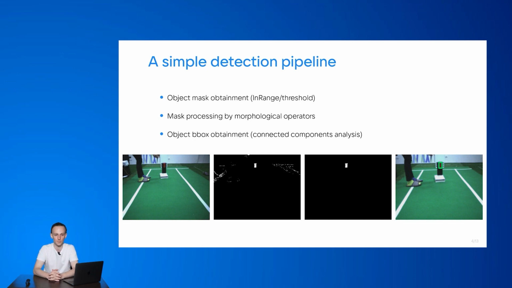So we have to take that into account and process the mask so that we can get rid of the noise and unnecessary objects. And the last part here is just to find out the remaining white area that corresponds to the object that we were intended to detect.